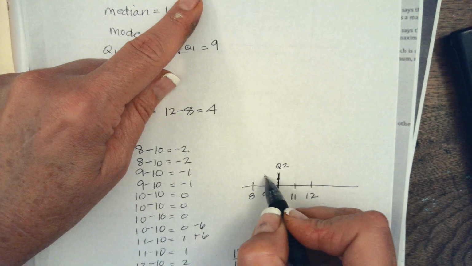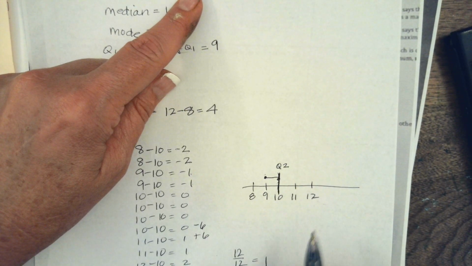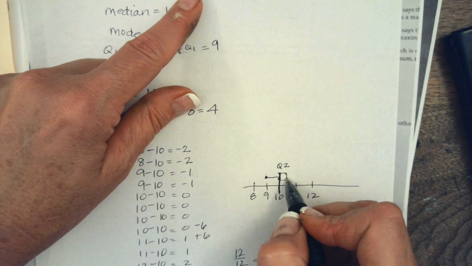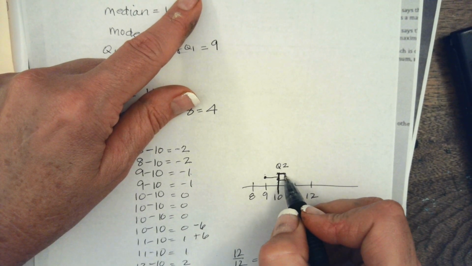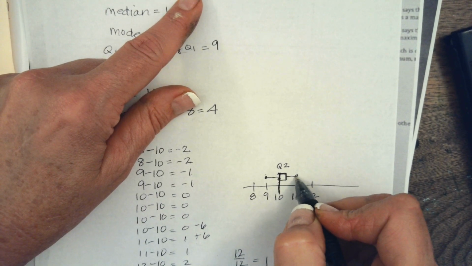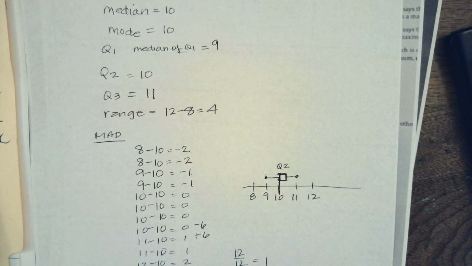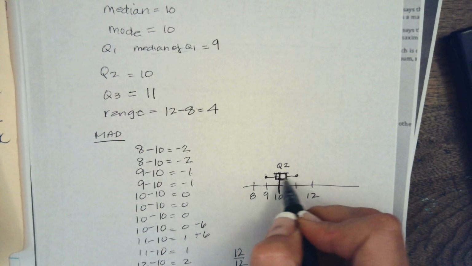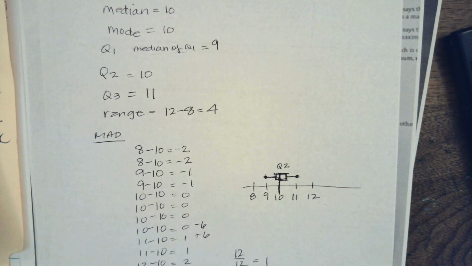So you're going to make a dot here, and you're going to make that your whisker. And then it doesn't go anywhere, so your data would just be this. And then how far does your data go for Q3? It goes to 11. Because this is such a small data point, that's the problem. Then you put this box around here, and you have your plot and your whisker.